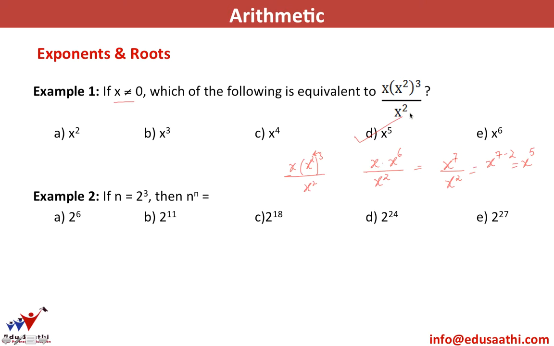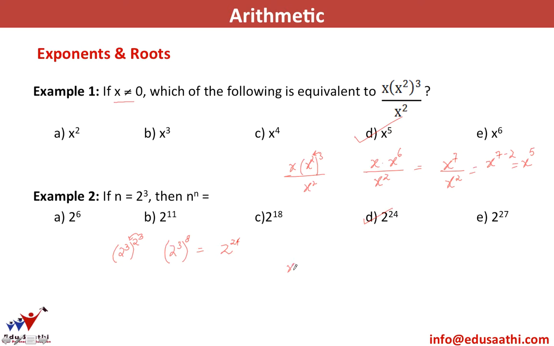Let's look at another question. If n is equal to 2 cube, then n raised to power n is. So what do I have? I have 2 cube raised to power 2 cube. Now this cube is associated with this 2. So it will be 2 cube raised to power 8. Now I'll multiply them, 8 into 3, 24. This is the answer that I'll have.